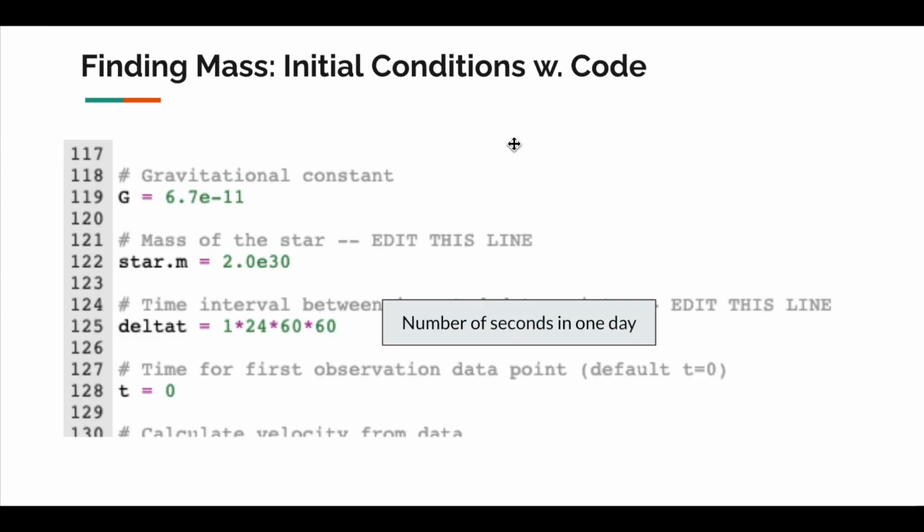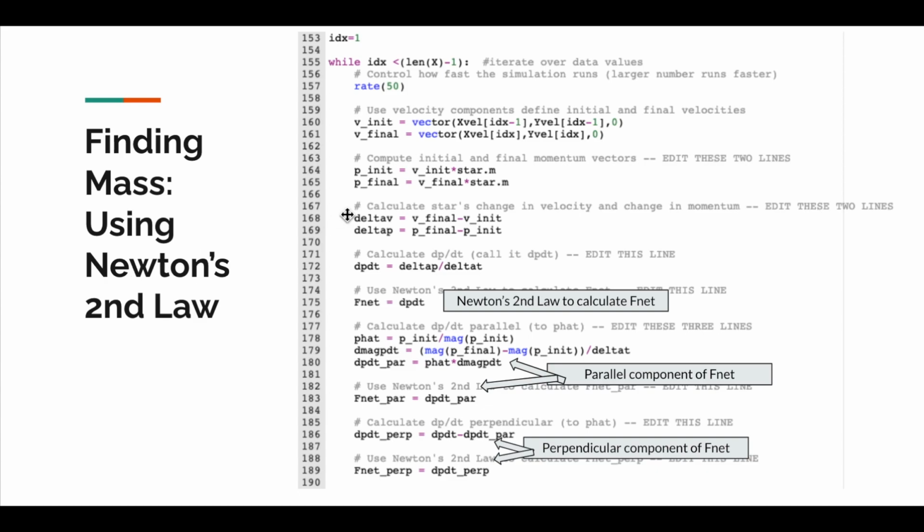So here are the initial conditions. The gravitational constant, the mass of the star, and delta t, which is the number of seconds in 1 day, computed as you can see in this way, and the first data observation is going to be taken from time 0 seconds.